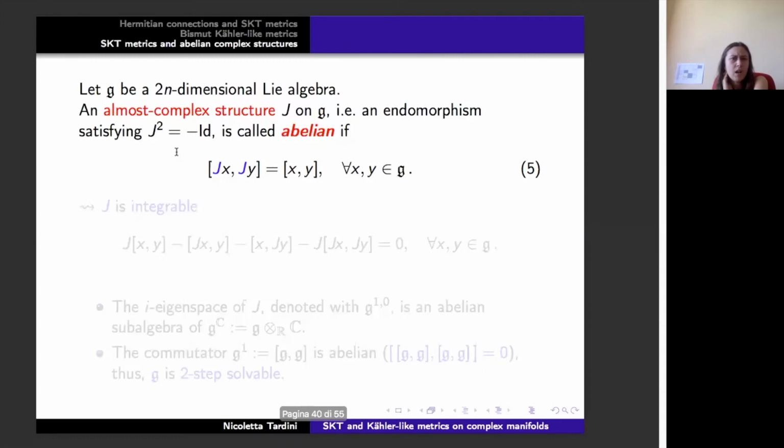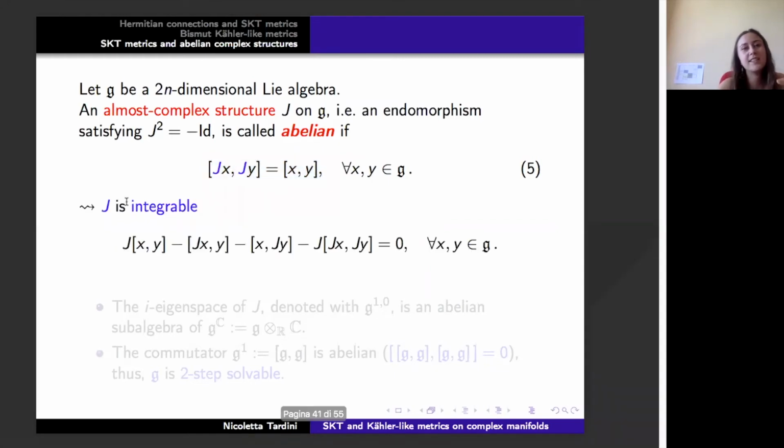So now let's recall what an abelian complex structure is, in general. Take a two-dimensional Lie algebra. An almost complex structure is called abelian if the Lie bracket is J invariant, okay? So if we have these equalities. In particular, we see immediately that this is forcing the almost complex structure to be integrable, because if you take the Nijenhuis tensor, you can put J here, so this cancels with this, and then you can put J here, so you change its sign, so the two cancel, and we get 0, okay? So we can just have integrable abelian complex structures.